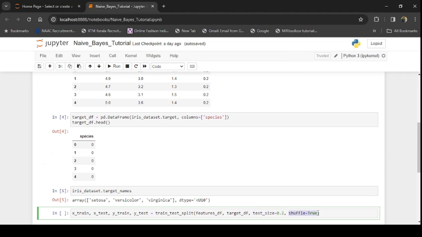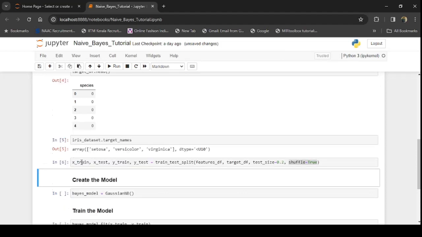By this, train test split will first shuffle the entire data set so that data for all 3 species will be available in training data as well as in test data. It will not be skewed. We get X train, X test, Y train and Y test from train test split method. X train and Y train will be used to train the model and X test and Y test will be used to test the trained model.